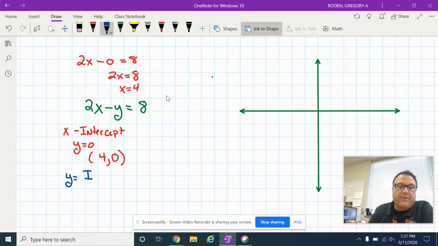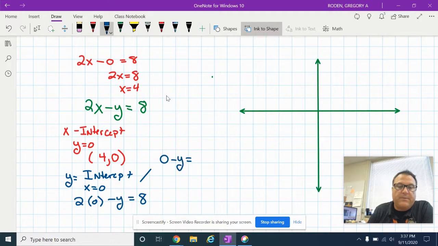All right, so now let's go ahead and do our y-intercept. Now, how do we do our y-intercept? Well, for a y-intercept, we're going to make x equal to 0. So when we do that, our x is going to equal 0. So we have 2 times 0 minus y equals 8, which means we're going to have 0 minus y equals 8, which means we have negative y equals 8. Remember, this is really just a negative 1y, so that means y must equal negative 8 when we divide both sides by a negative 1.